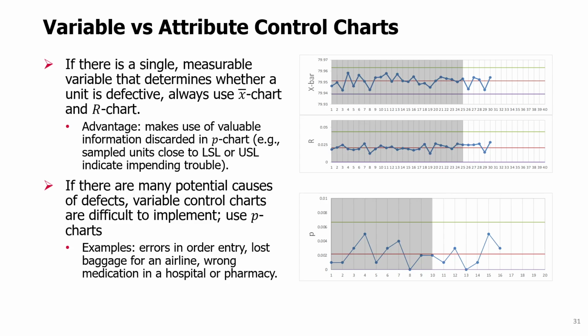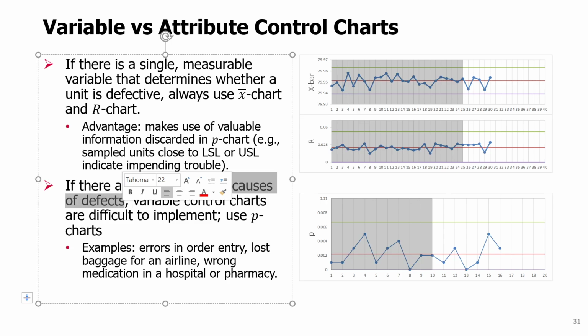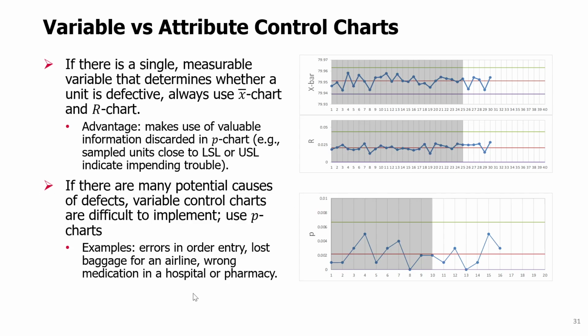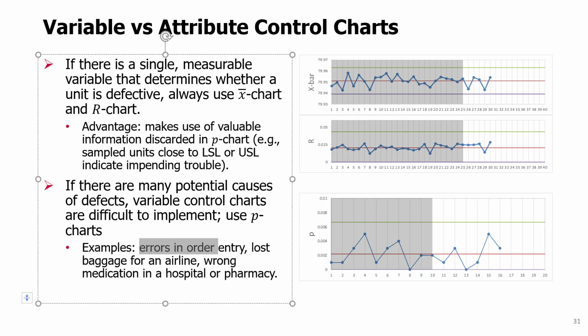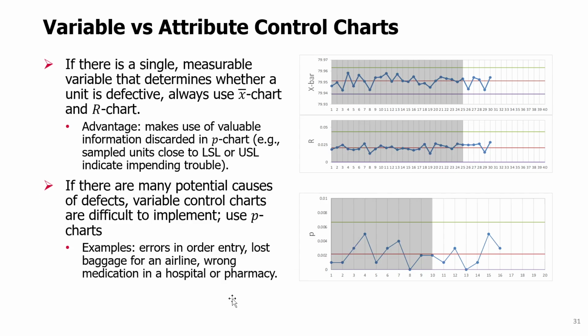But when there are many variables or many potential causes for defects, and sometimes maybe even hard to identify ahead of time, right? Variable control charts may be difficult or even impossible to implement. And in this case, it's a good idea to use P charts, right? Examples would be errors in order entry for some products, when we have sales, or lost baggage for an airline, or wrong medication in a hospital or pharmacy, right?